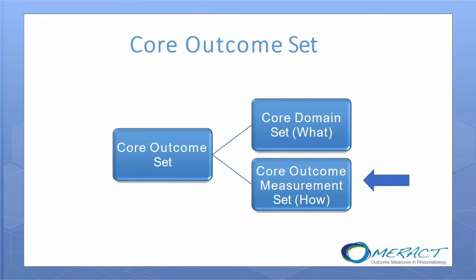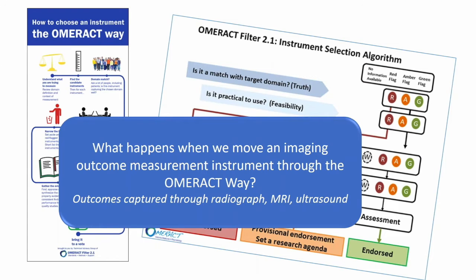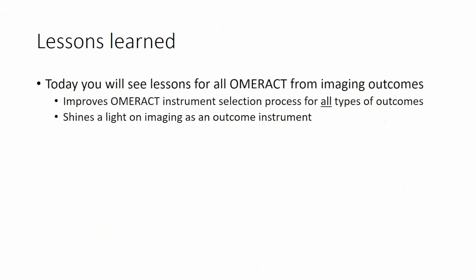So the second part of our core outcome set is, of course, around instruments. And what we've done is we've developed the OMERACT way and the OMERACT Filter 2.1 instrument selection algorithm. And today what we're going to be talking to you about is what happens when we move an imaging outcome instrument through this kind of thing, and what are we learning methodologically about OFISA and the OMERACT way and its fit with these important outcomes.